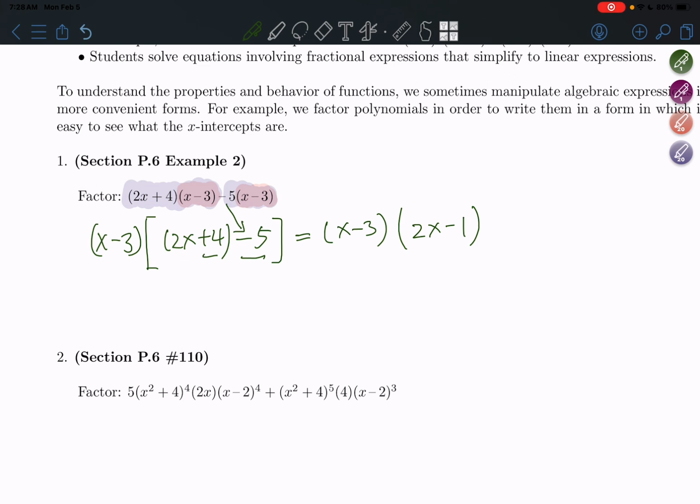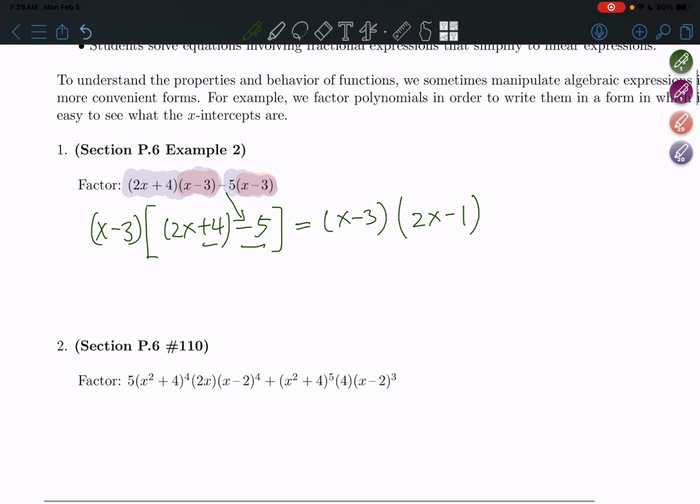Two-term factoring is some of the easiest things you can be dealing with, just because there's not that much technique to this, right? We just have to recognize what they have in common, and we can go from here. Okay, so let's see the next problem.